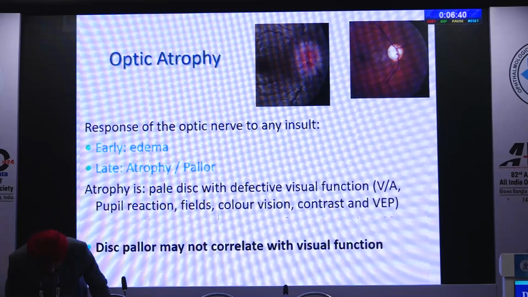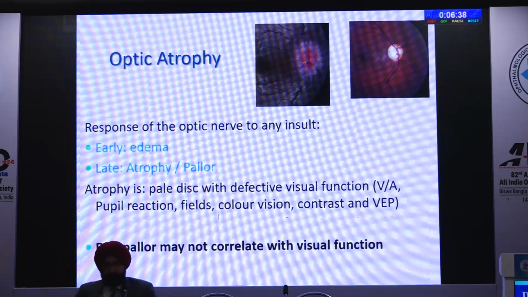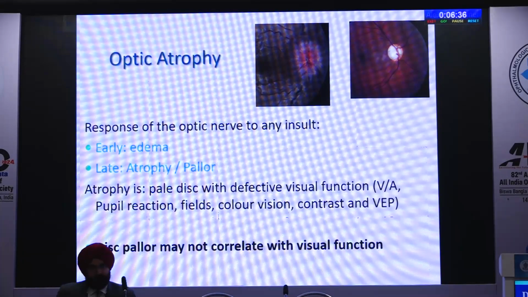On the other hand, the atrophy. So essentially, the response of the optic nerve is like a dog. You trouble the dog a little, it barks. A lot, it just lies down and dies. So that's what is happening to the optic nerve.